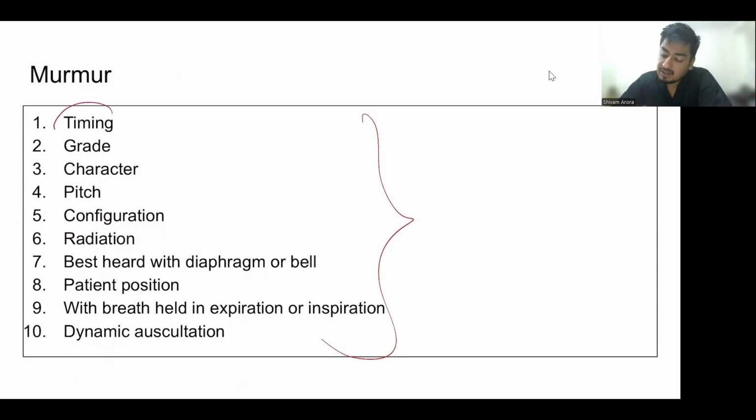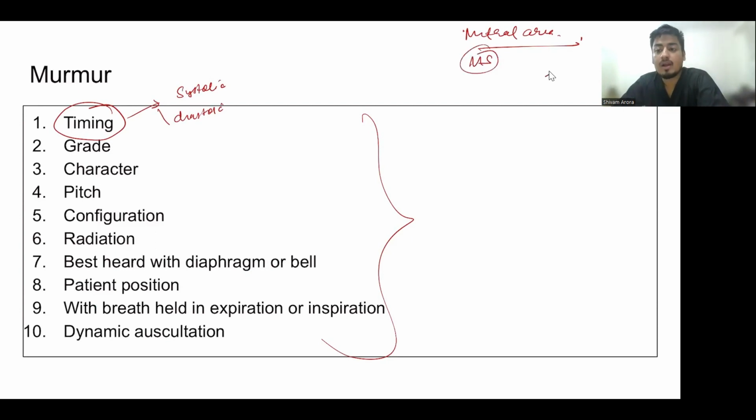So we'll describe the murmur first of all with timing, like the murmur is systolic or diastolic. Suppose I am listening to a murmur in mitral area, and suppose it is a murmur of MS. So I'll tell that the murmur is diastolic, and also I have to tell in which phase of diastole we are listening to the murmur. So mid diastolic. You have to tell the timing of the murmur, whether it is mid diastolic, early diastolic, pan systolic, ejection systolic.